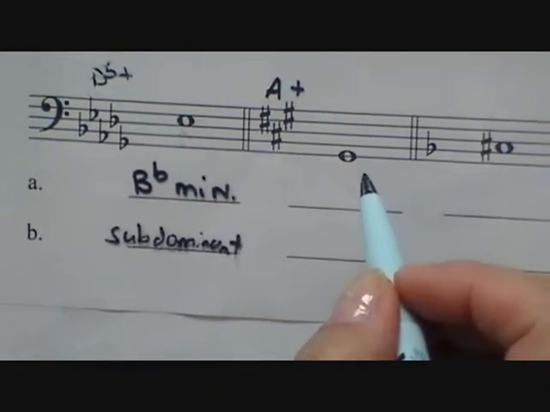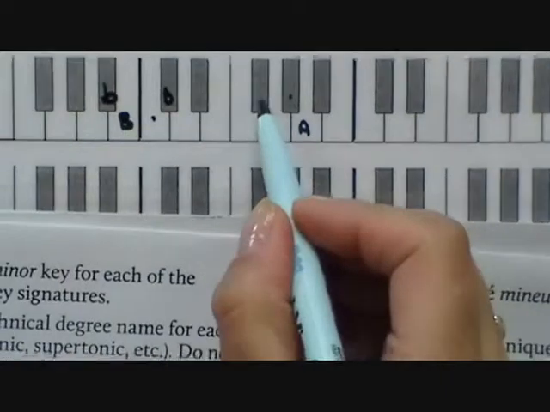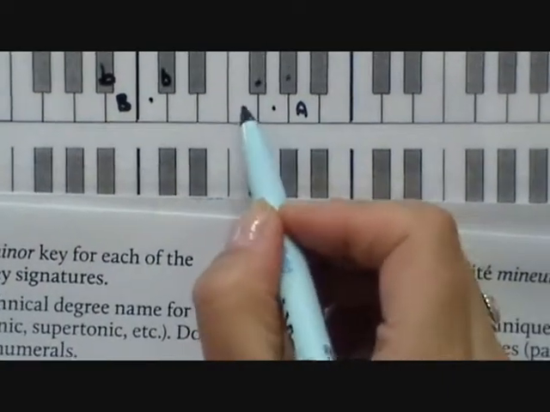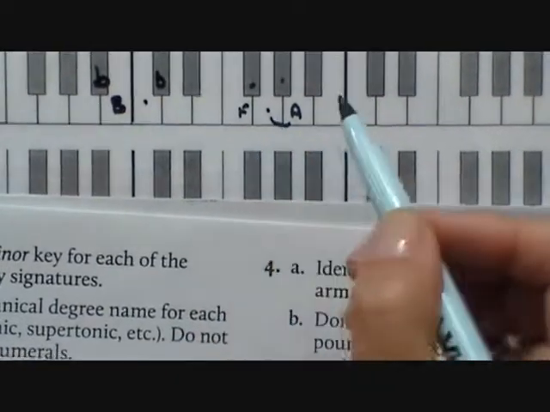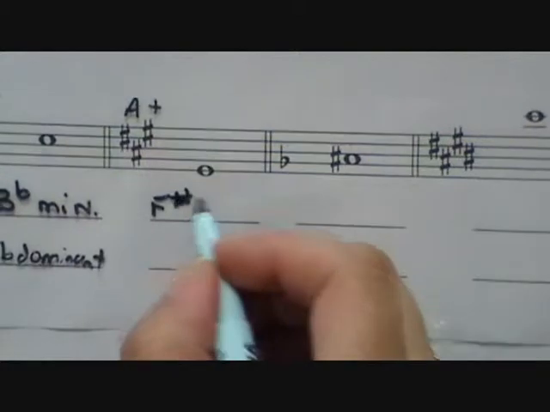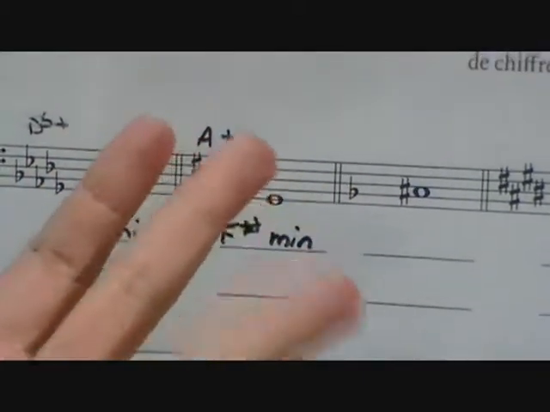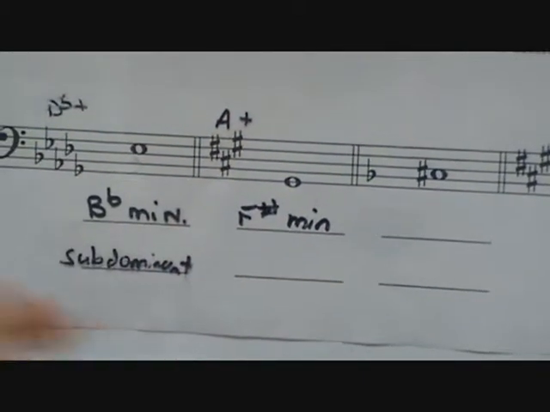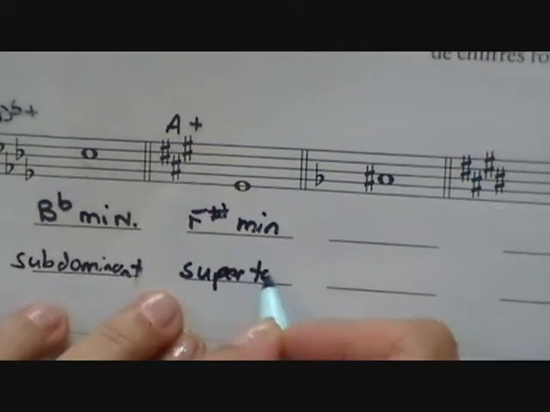So who's related to A? Let's go back to A. We're in the majors. We need to go down to the minors. 1, 2, 3. It has to be 3-letter names away. It can't be G flat because that's only 2. So it has to be F sharp minor. Now from F, what is that note? That's a G. F, G. It's only the second note in from F. So it is the supertonic.